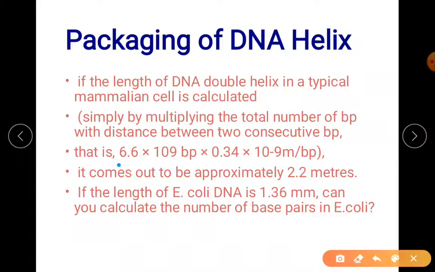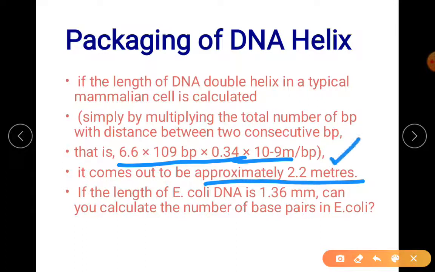Now here they have just given, and you will get the approximate value, that is 2.2 meters. So this is what they have told: 6.6 into 10 to the power 9 base pairs into 3.34 into 10 to the power minus 9 meter, that is meter per base pair. Okay, so this is your calculation part, and we get 2.2 meters.